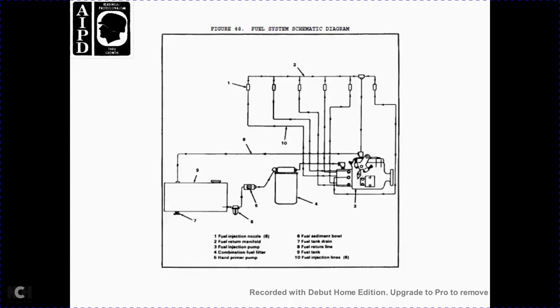Figure 48 shows the fuel system schematic diagram. 1, the fuel injection valve. 2, the fuel and return manifold. 3, the fuel injection pump. 4, the combination fuel filter. 5, the hand primer. 6, the fuel sediment bowl. 7, the fuel tank drain. 8, the fuel return line. 9, the fuel tank. And 10, the fuel injection lines.